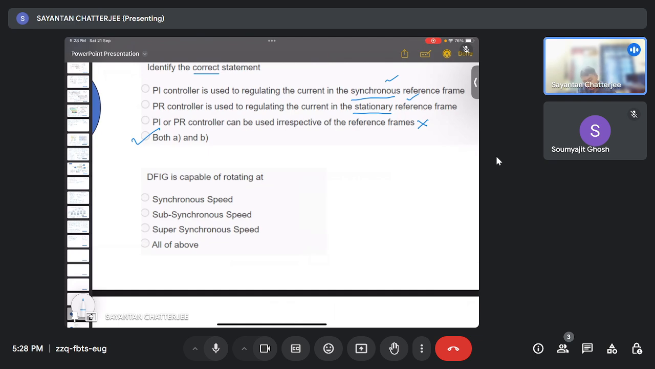DFIG, this is a question. So DFIG is capable of rotating at synchronous speed, subsynchronous speed, super synchronous speed, all of the above. This is an easy question. DFIG is doubly fed.